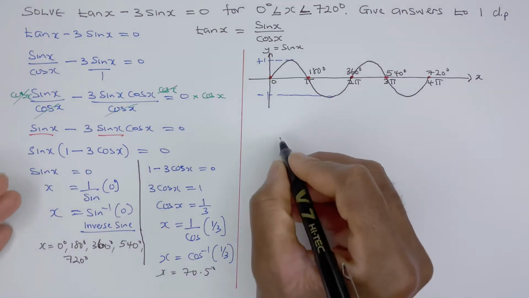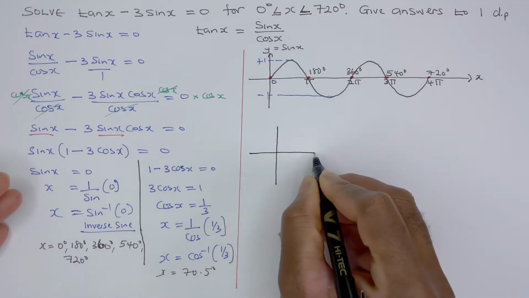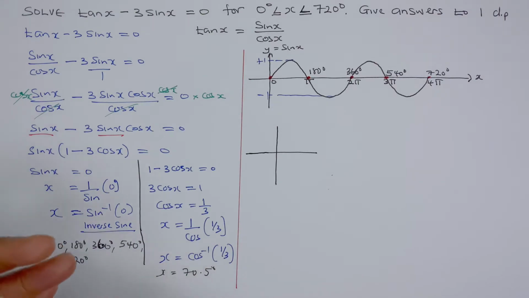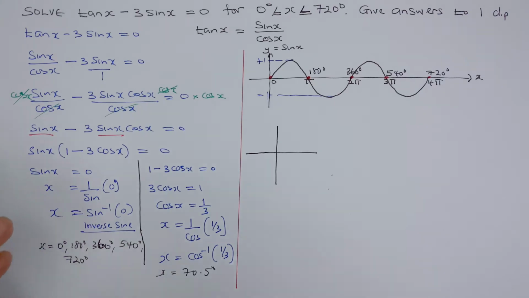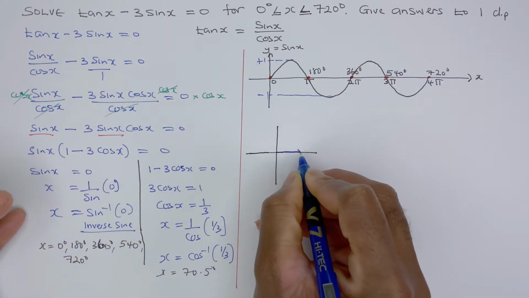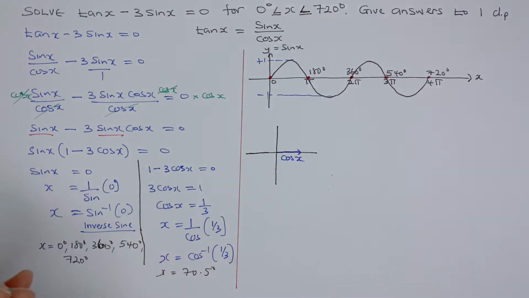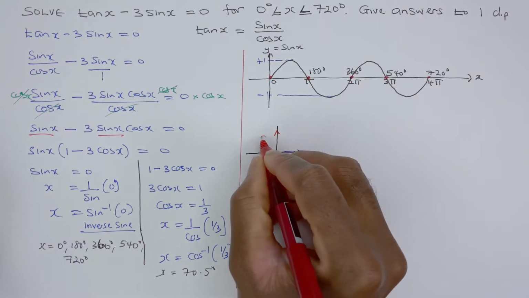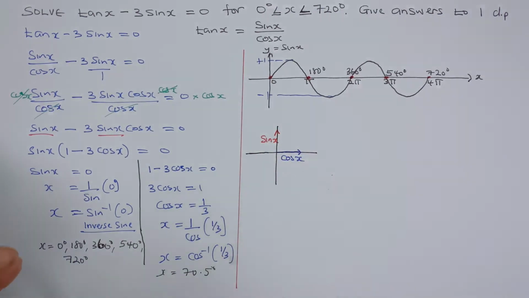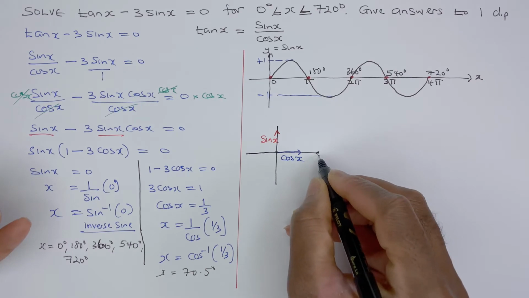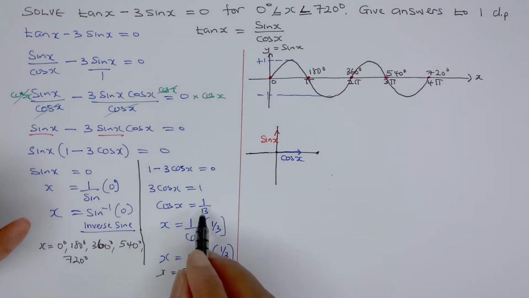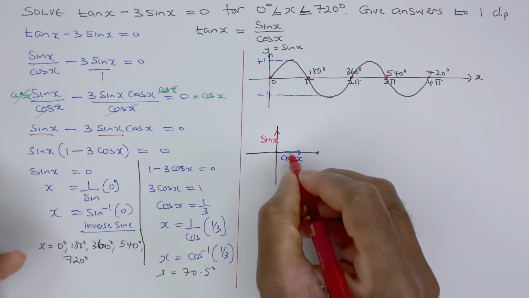In order to do that, I'll use a CAST diagram. So with a CAST diagram, I'm using a unit circle. Along the x-axis is what we call the cos of x. And along the y-axis is the sine of x. We're only interested in cos of x. But because I'm using a unit circle, from there to there is 1. And therefore I need 1/3. Cos of x is 1/3. So that means 1/3 will be somewhere here.